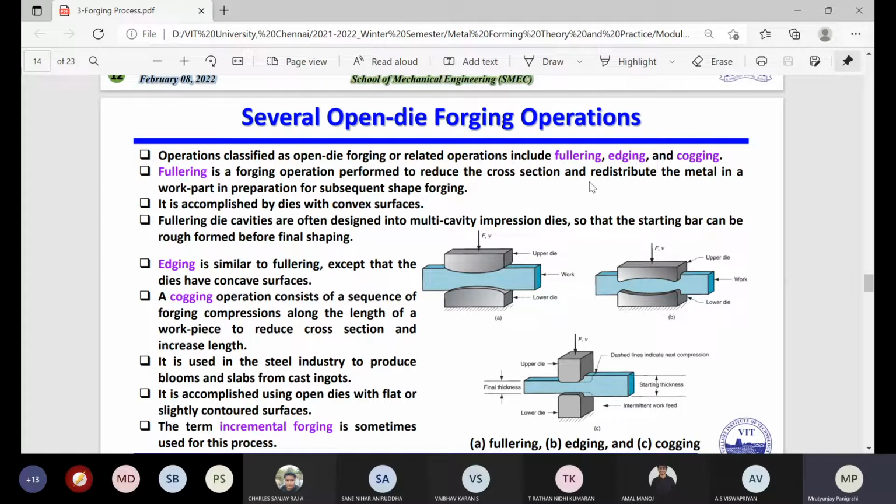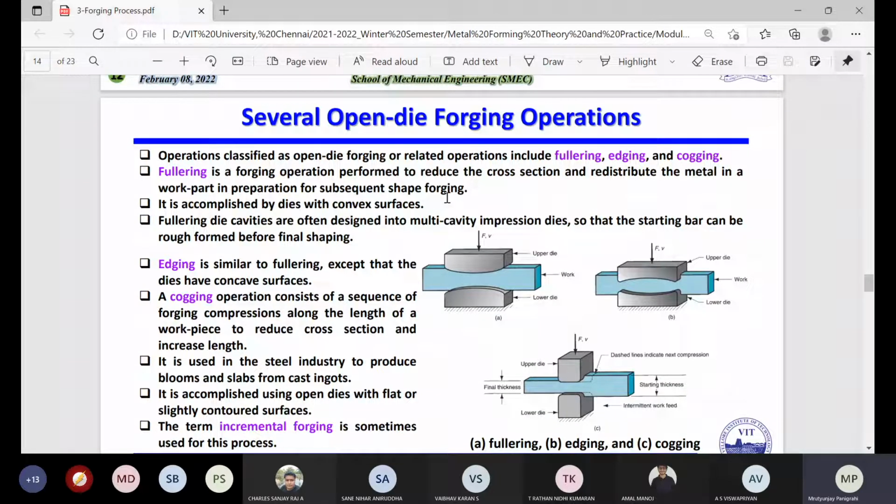Maybe yesterday we were also talking about where we are considering the maximum area. We are not thinking of only the height. We are thinking of the area, because whenever you are pressing, it will expand in area. It is not only reducing the height. So you are thinking about the cross sectional area. Fullering is a forging operation performed to reduce the cross section and redistribute the metal in a work part in preparation for subsequent shape forging.